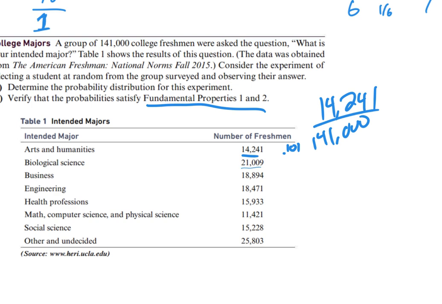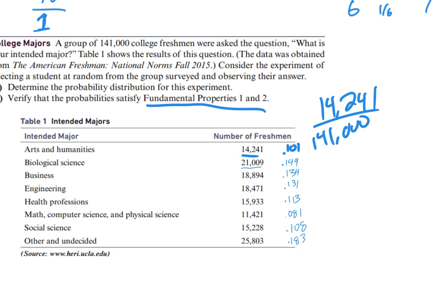We'll do the same thing. 21,000 divided by 141,000 is 0.149. And we'll do this with all of these. 0.134, 0.131, 0.113, 0.081. Social science, that's 0.108. And other and undecided is 0.183.